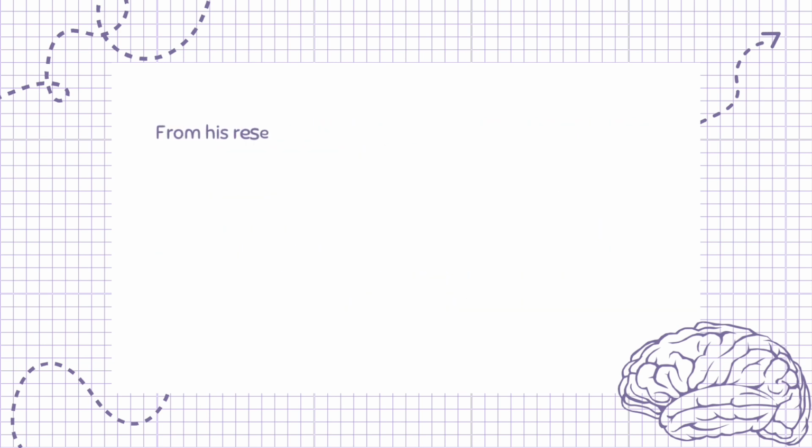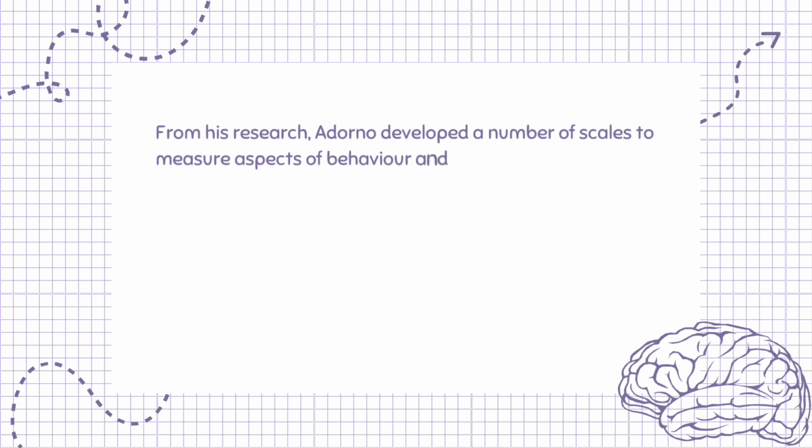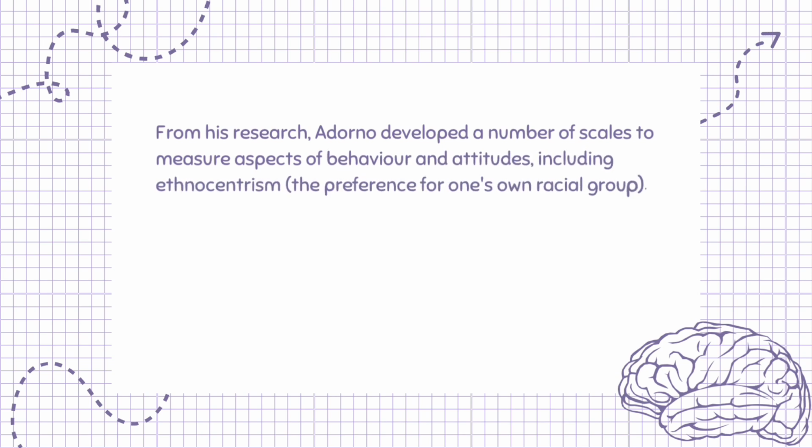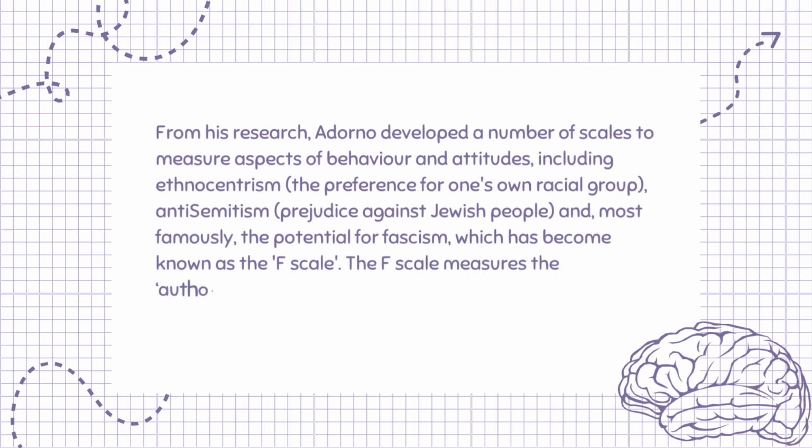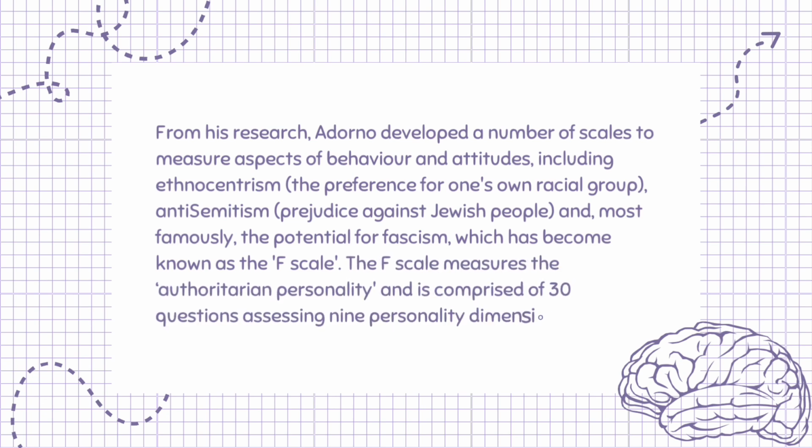From his research, Adorno developed a number of scales to measure aspects of behavior and attitudes, including ethnocentrism, the preference for one's own racial group, antisemitism, prejudice against Jewish people, and, most famously, the potential for fascism, which has become known as the F scale. The F scale measures the authoritarian personality and is comprised of 30 questions assessing 9 personality dimensions.